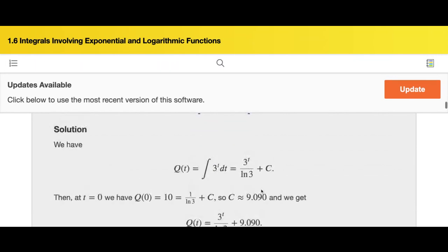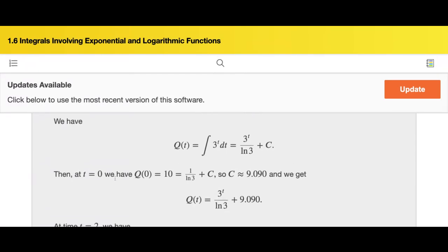All right, so first we want to find the potential function, capital Q of t. We anti-differentiate 3 raised to t, which is 3 raised to t divided by ln 3, ln of the base, then plus C. Because when we take a derivative, what's the derivative of 3 raised to t? We get 3 raised to t times ln 3. So the anti-derivative is the opposite, so we divide.